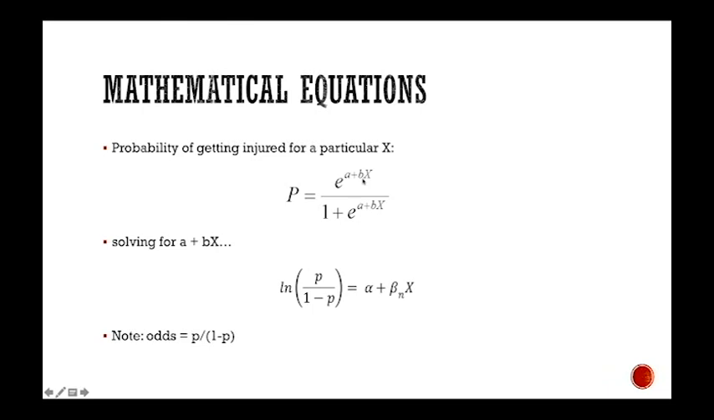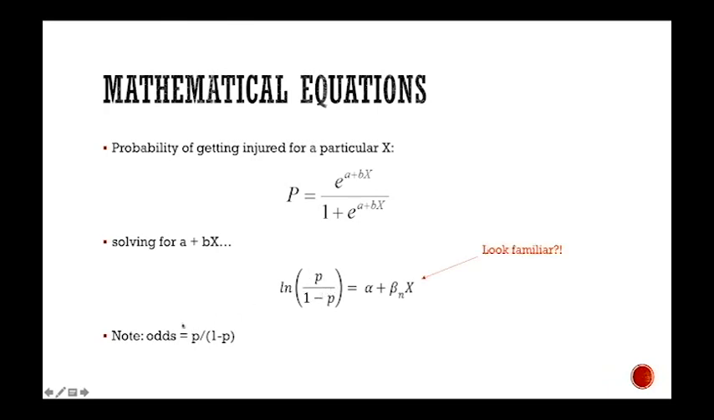And so e to the whatever divided by 1 plus e to the whatever. And if we were to solve for a plus bx, what we would get is the natural log of the probability divided by 1 minus the probability is equal to alpha plus beta times x. And so, by the way, this right here is the odds.